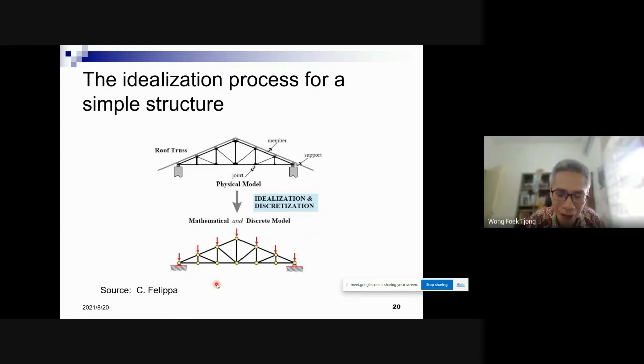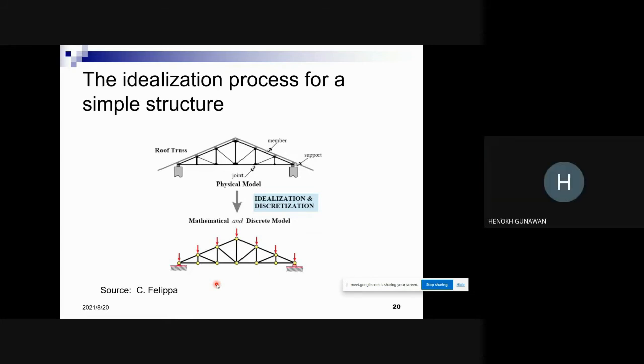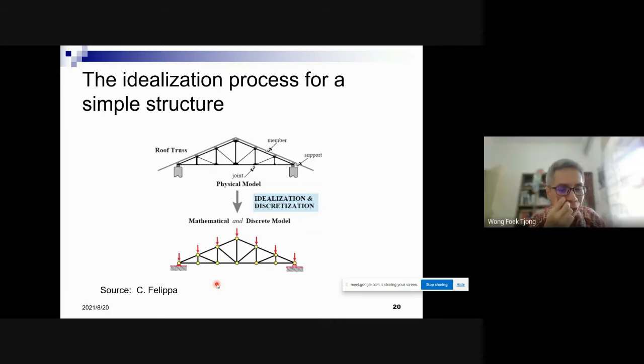Sir, yes. I want to ask, how can we know the degrees of freedom? Like, how can we know it's finite or infinite? Oh, that's a good question. Thank you.